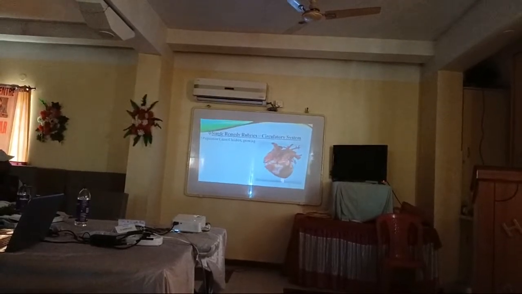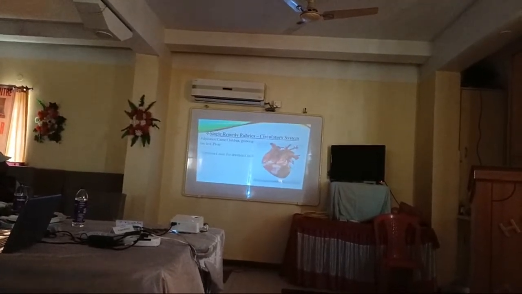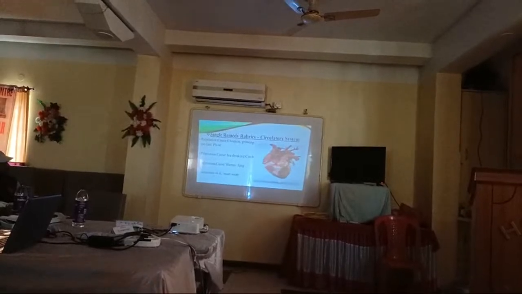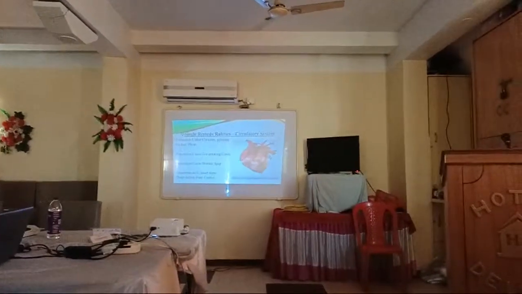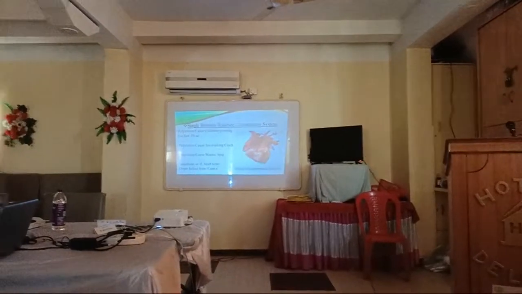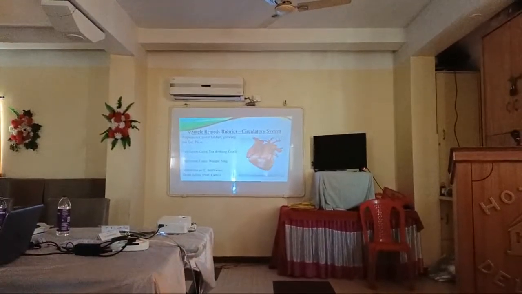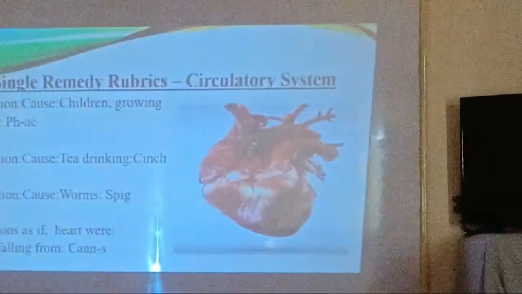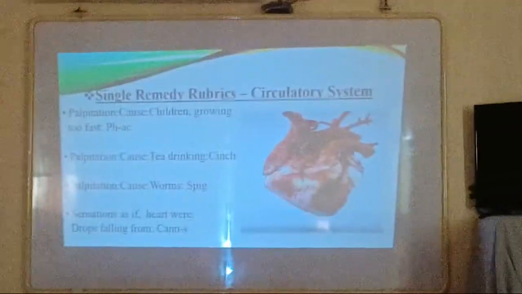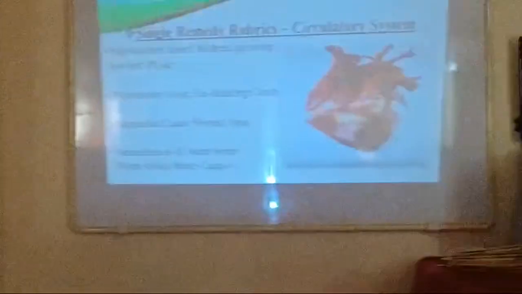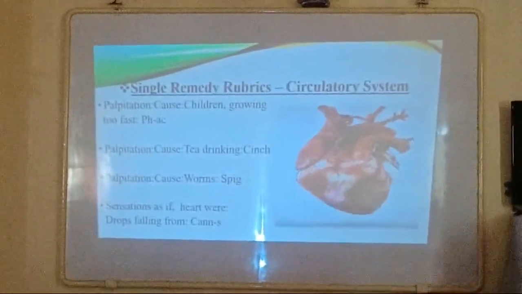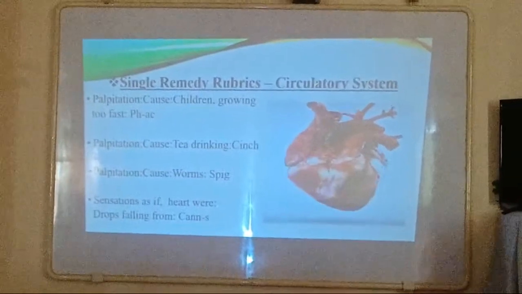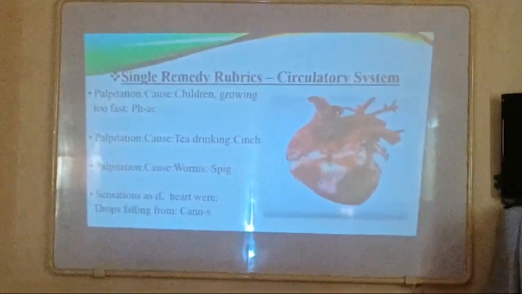So some medicines from the circulatory system. Palpitation cause children growing too fast, phosphoric acid. Palpitation cause tea drinking, cinchona. Palpitation cause worms, spigelia. Sensation as if heart were drops falling, cannabis sativa.